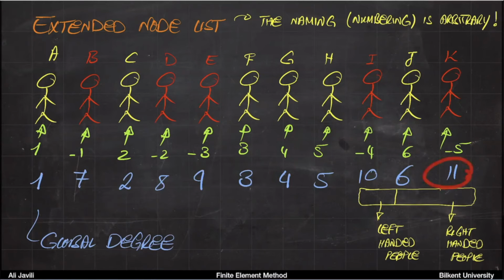The maximum number that you see is 11. So we counted automatically how many people we have. We counted how many left-handed people we have because that is the maximum positive number. We counted how many right-handed people we have. That's the maximum negative number. And we also assigned them a node such that they can order themselves according to what we wanted. Does that make sense?